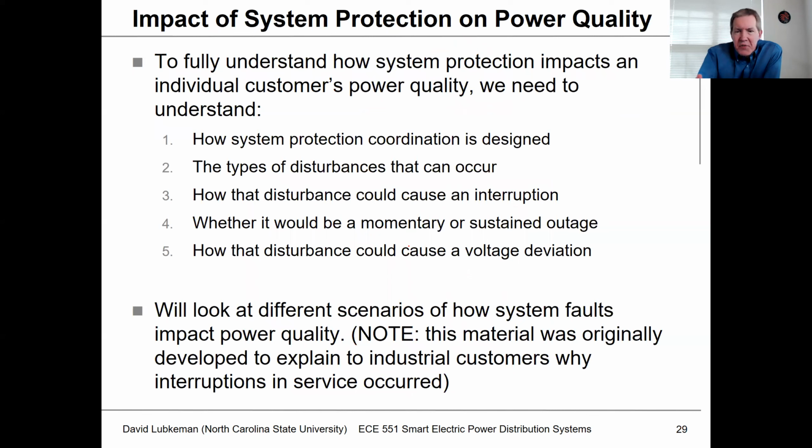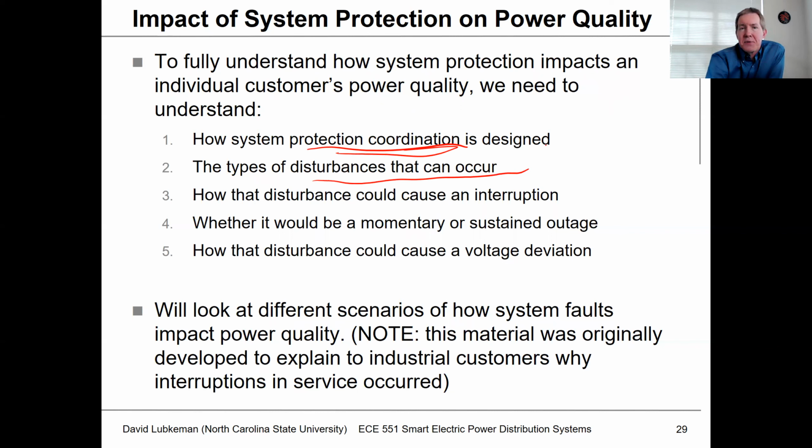So as far as the impact of a fault on power quality, what's this going to be determined by? It depends on how the system protection and coordination is set up. What kind of philosophy do we use for coordinating the fuses with the breakers, and how many reclosers do we have out there? Do we use fuse saving or not? So you have to look at how the protection coordination is designed.